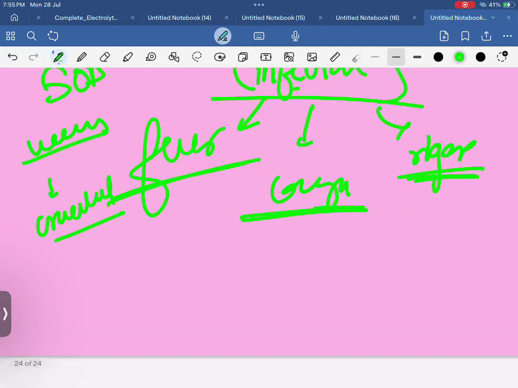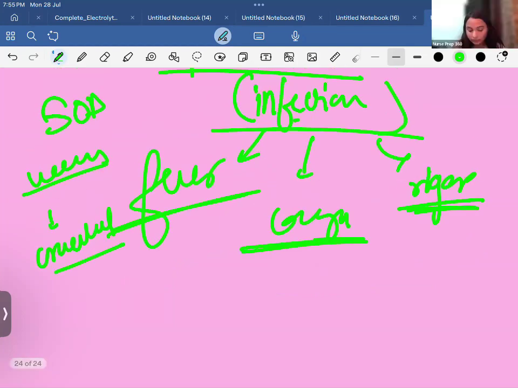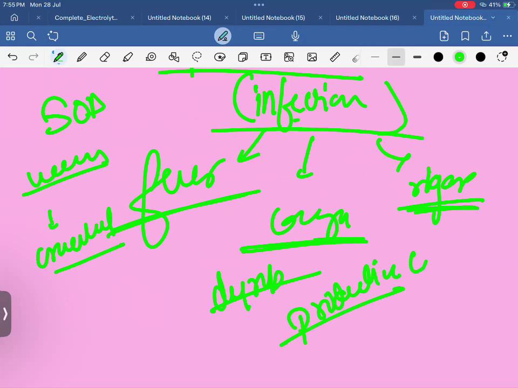Dyspnea. Do not say yellow sputum, just say productive cough. Lung consolidation: there is sputum all over the lung, so the lung becomes consolidated. Fine and coarse crackles.